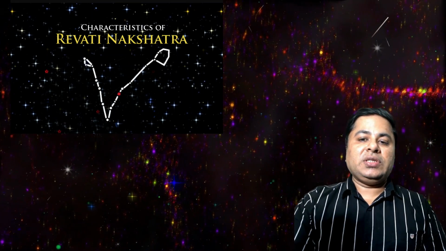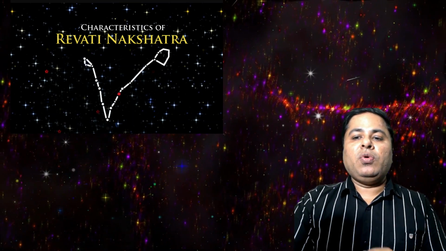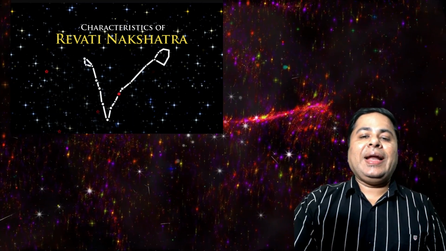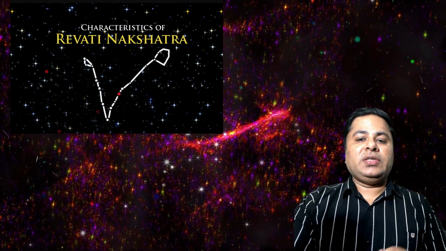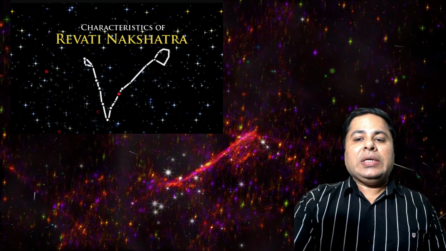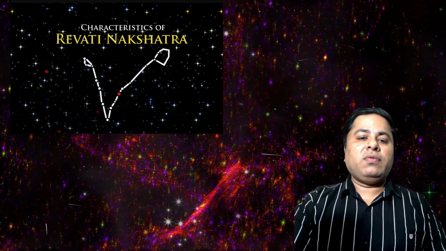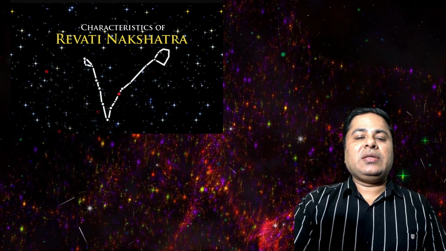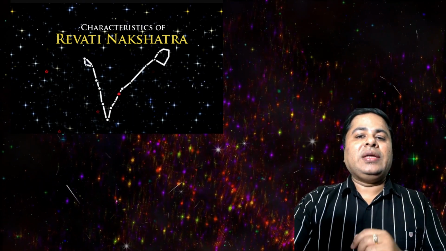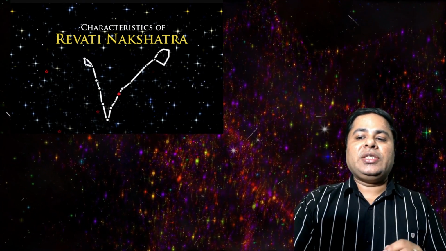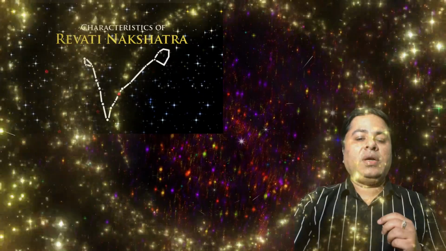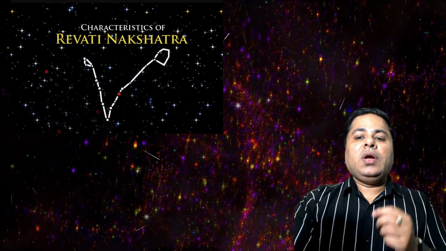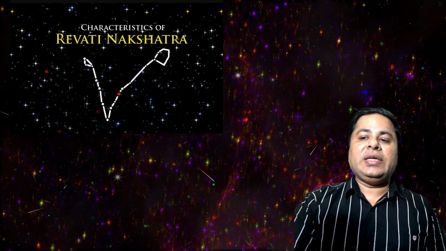Revati's symbol is the fish. Just like its symbol, these people drift through life, seemingly aimlessly. Revati is the last nakshatra and it symbolizes moksha or liberation from the physical world. Hence, these people are known for their soft, compassionate and sacrificing nature.